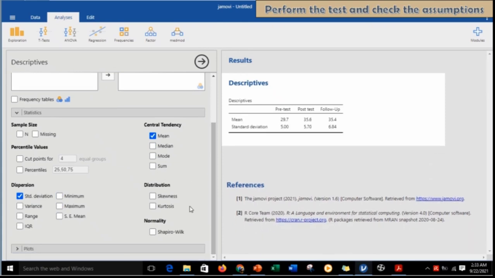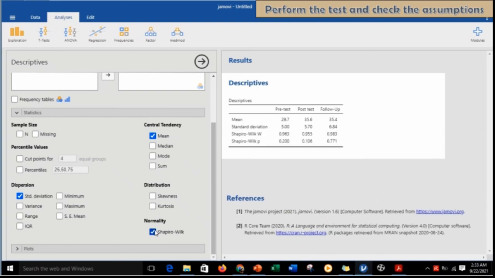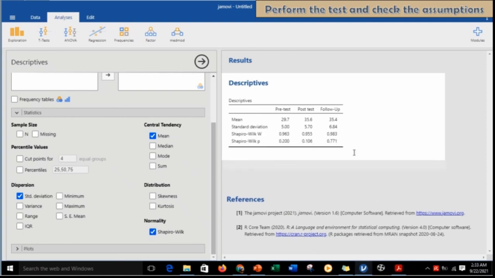We may also include the mean and SD, since we will be including those in the reporting. Let's take a look at the results, and we can see that there is no violation in the assumption of normality, since the p-value that we obtained is greater than 0.05. So with that, we may now proceed to conducting RM ANOVA.